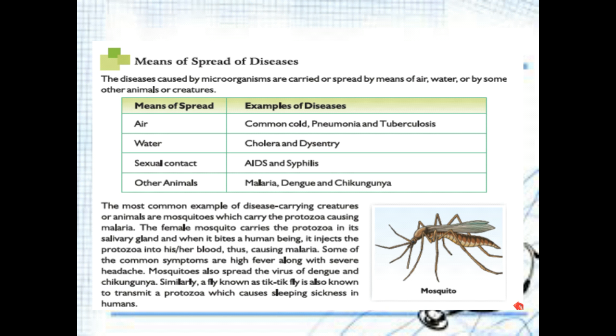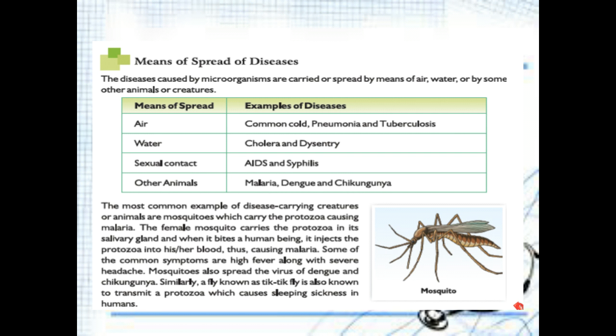So, by air, what type of diseases may spread? They are the common cold, pneumonia, and tuberculosis. By water, the diseases might be cholera and dysentery. By sexual contact, the diseases might be AIDS and syphilis. And by other animals, the diseases might be malaria, dengue, and chickenpox.